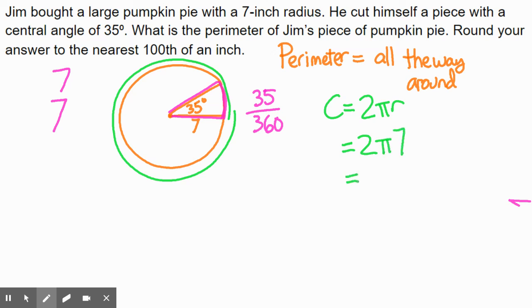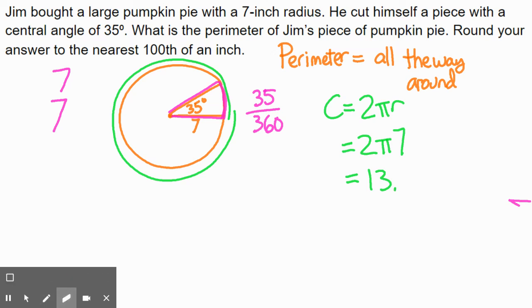So the circumference of this pie is going to be 2 times, where's my pi button? There it is, pi times 7. So we better keep some precision here. Since they want the answer to the 100th, I'm going to keep 4 decimals just to make sure we're really as precise as we can be. Wait, does that make sense? Oh, yeah, see, the gut check.